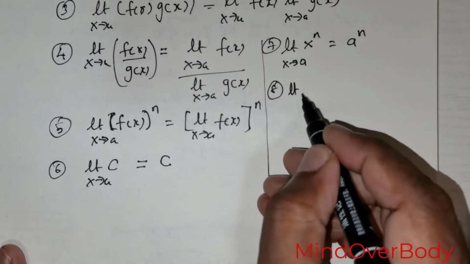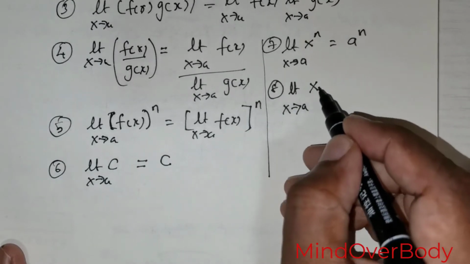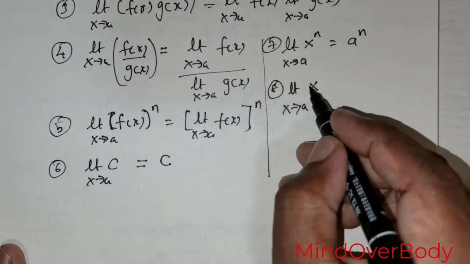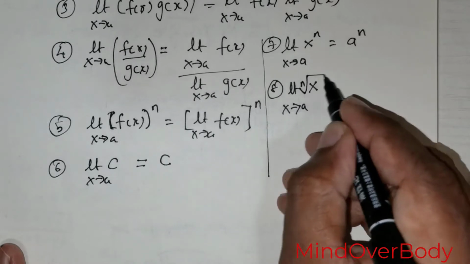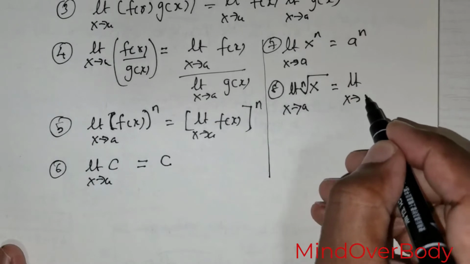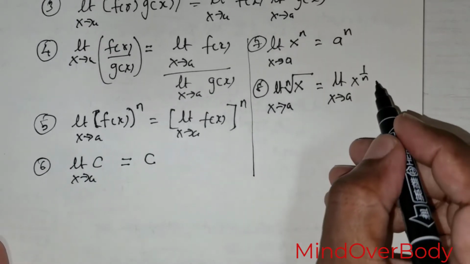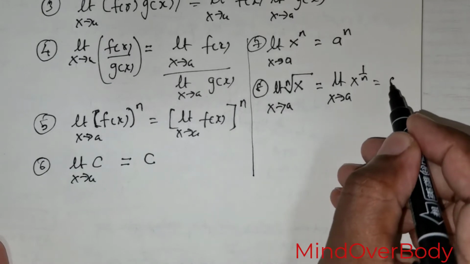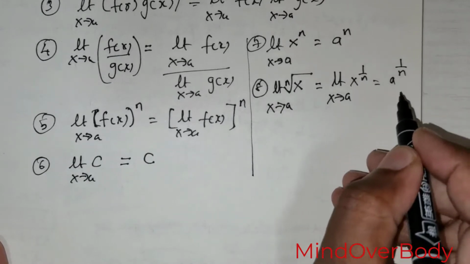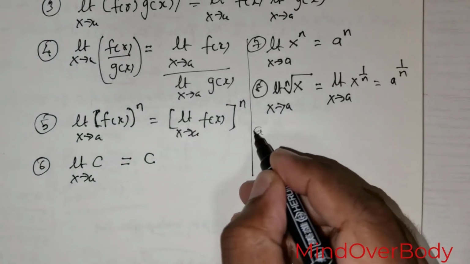Law number 8: if you get a function of this fashion, x raised to the power of 1 over n, usually they will give it as the nth root of x. This is limit x tending to a of x raised to the power of 1 over n. If you apply the limits, this is going to be a raised to the power of 1 over n.